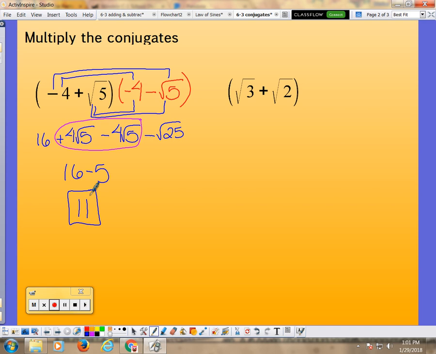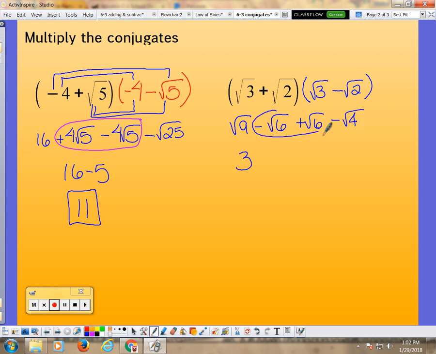Let's write the conjugate of the square root of 3 plus the square root of 2. Well, it's going to be square root of 3 minus the square root of 2, which gets me, when I FOIL, the square root of 9 minus the square root of 6 plus the square root of 6 minus the square root of 4. Well, the square root of 9 is 3. These guys right here drop out. Square root of 4 is 2, so my answer is 1. Remember, we are FOILing: first, outer, inner, last.